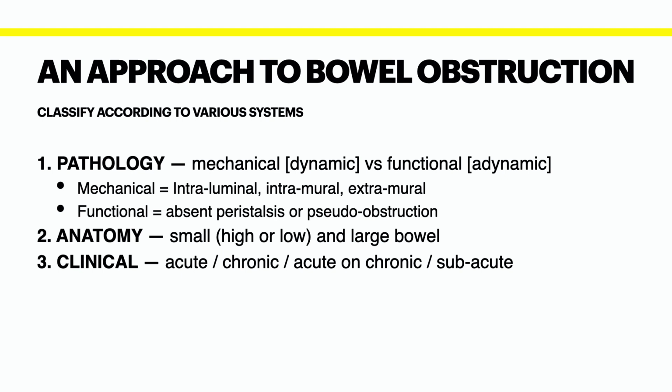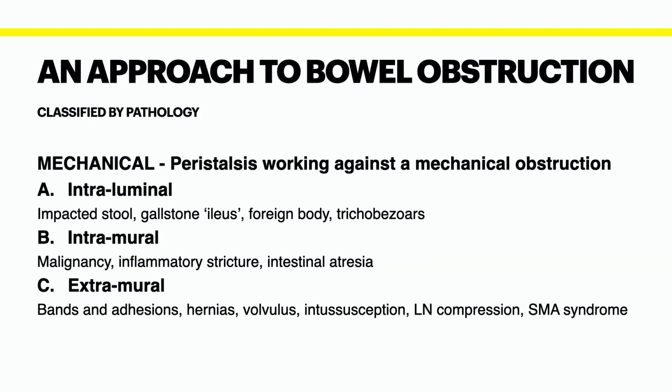An anatomical classification would distinguish between small and large bowel, and a clinical classification would mostly be based upon the chronicity of the obstruction. Mechanical obstruction occurs when there is peristalsis working against a mechanical obstruction. Intraluminal causes occur with fecal impaction, such as in patients who are bedridden.